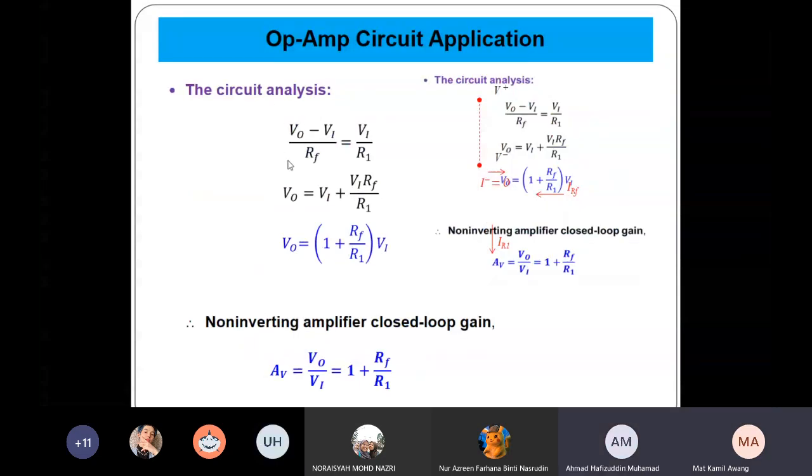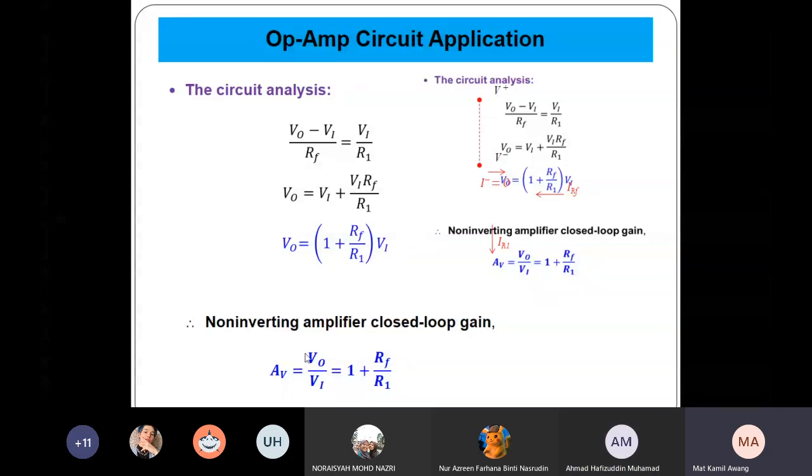So you substitute VR1 is equal to VI. So you get V out minus VI divided by RF is equal to VI divided by R1. Rearrange the equation. So you get V out is equal to VI plus VI RF over R1. So V out is equal to 1 plus RF over R1 multiplied by VI. Okay. Clear?